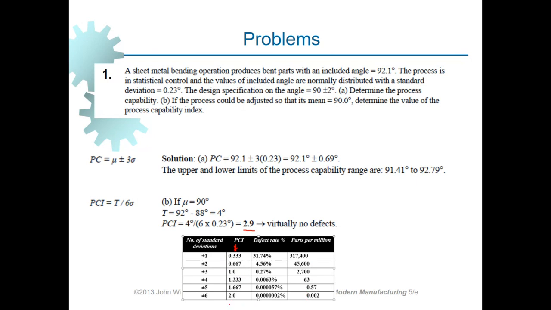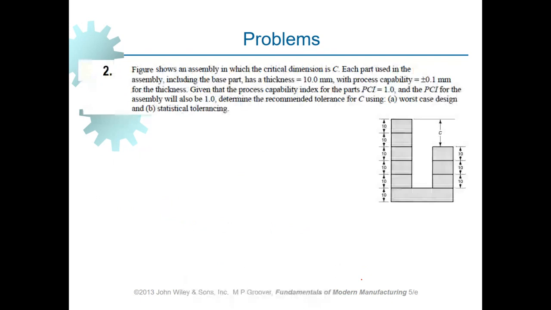This table goes up to 2, and 2.9 will be sitting somewhere here, meaning that the number of parts scrapped per 1 million will be even less than the figure that is given down here, and that is virtually 0 defective parts in a volume of production of 1 million. So as the PCI is greater, it means that we are better off with the number of scrapped parts. Okay, moving on to the next problem.